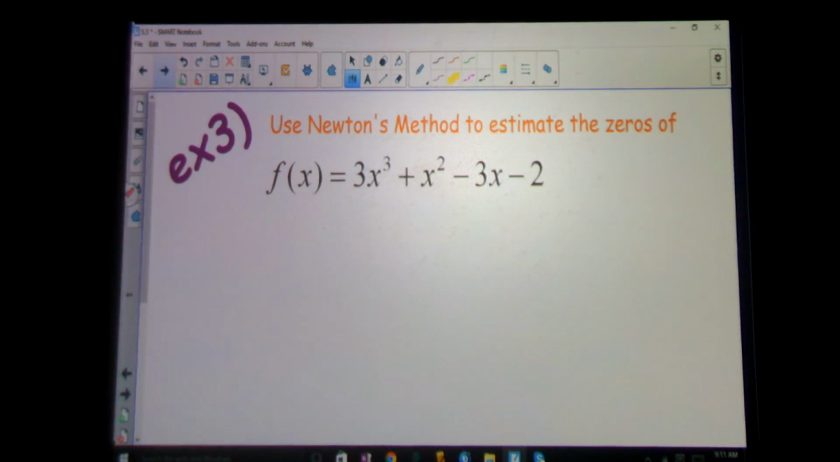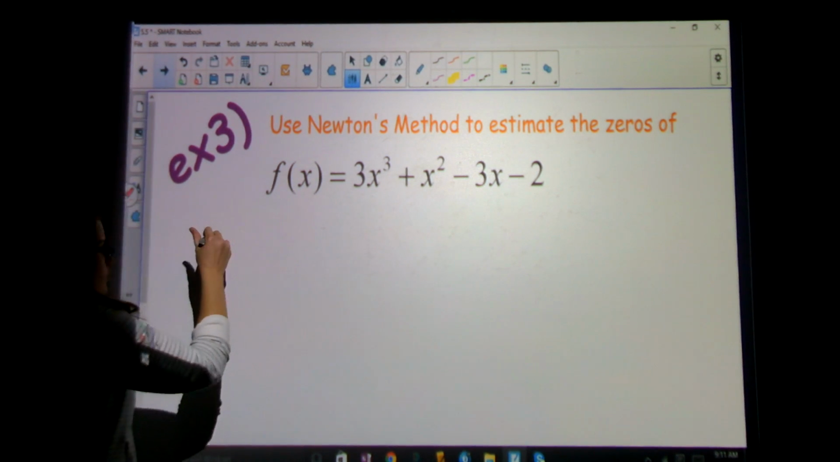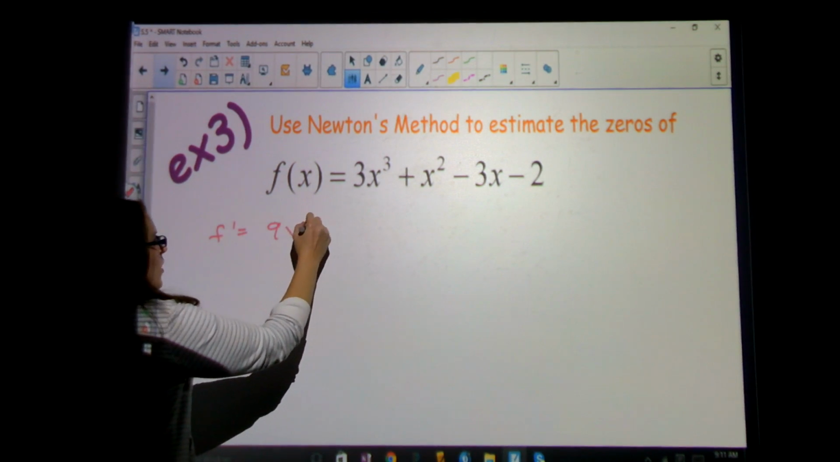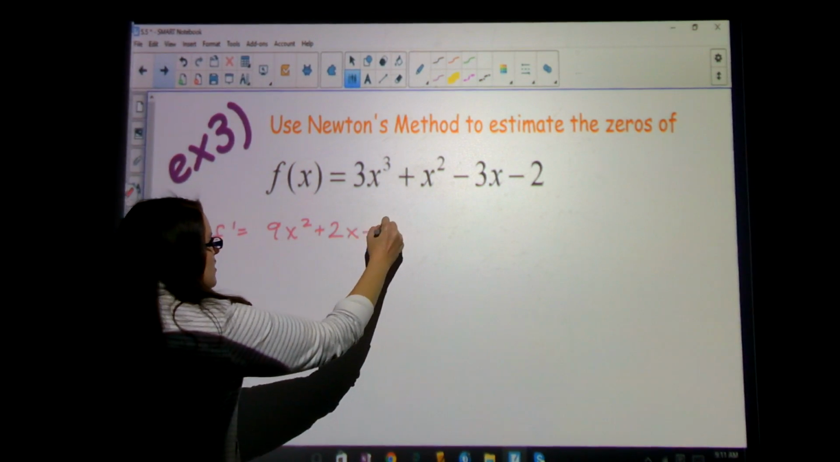So let's try one. We're going to use Newton's method to estimate the zeros. And when we say zeros, we mean all of them. So if it crosses more than once, which you have a few in homework that do, you have to use Newton's method on each one. Okay, so I need the derivative. F prime is 9x squared plus 2x minus 3.